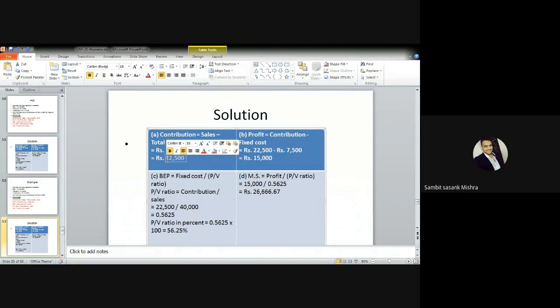The contribution is 7,500. Moving to the next one, calculate this in case of profit. This is given 7,500, 1,000, and this one is given 2,000.